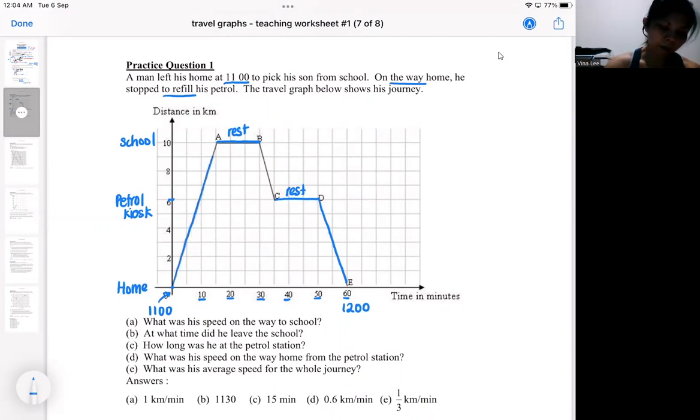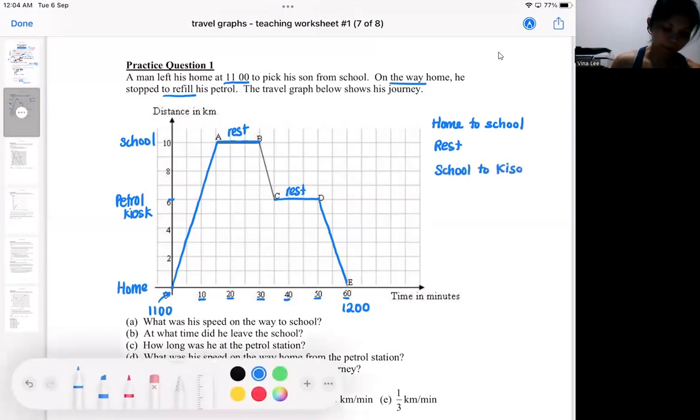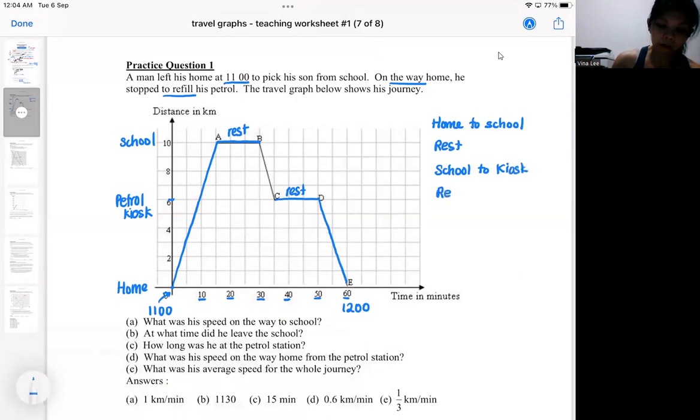So you can have an idea. He's going from home to school first. Then he paused at the school. And then from school to the kiosk. After the school to the kiosk, he rests. And then from the kiosk, he goes home. So you should be able to visualize the journey in a distance time graph. Okay, then we carry on to answer the question.